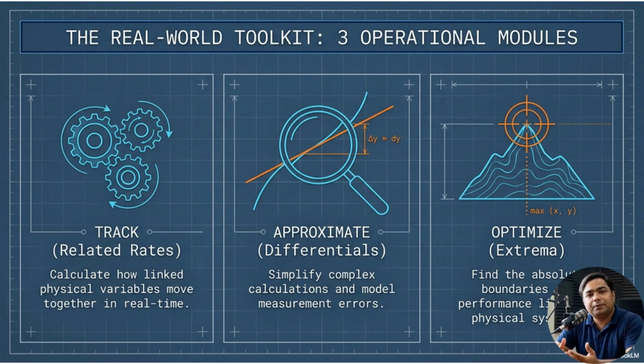The second module is approximating complexity, which uses differentials and linear approximation. Sometimes exact calculation is difficult or unnecessary. Calculus allows us to use a simple straight line approximation to estimate the answer very closely. The third module is optimization or extrema. This is used to find maximum and minimum values. For example, the highest point of a rocket, the lowest cost of production, the maximum area, or the best performance limit of a system. So today, we are not learning three separate topics. We are learning three ways derivatives are used in real situations: tracking, approximating, and optimizing.